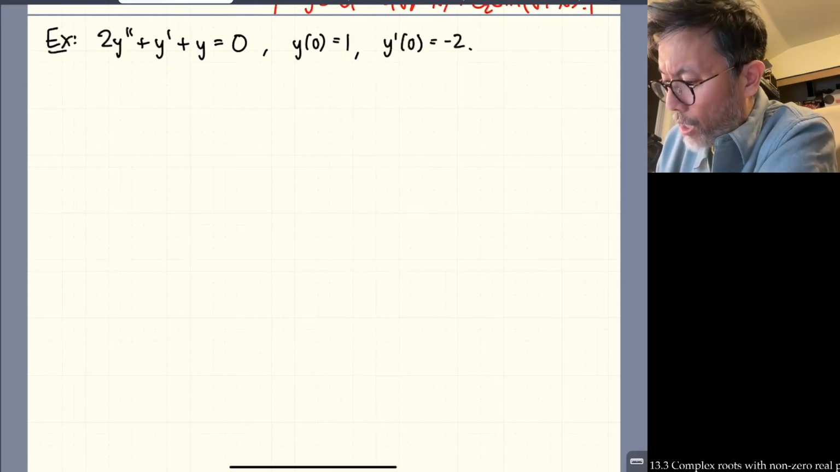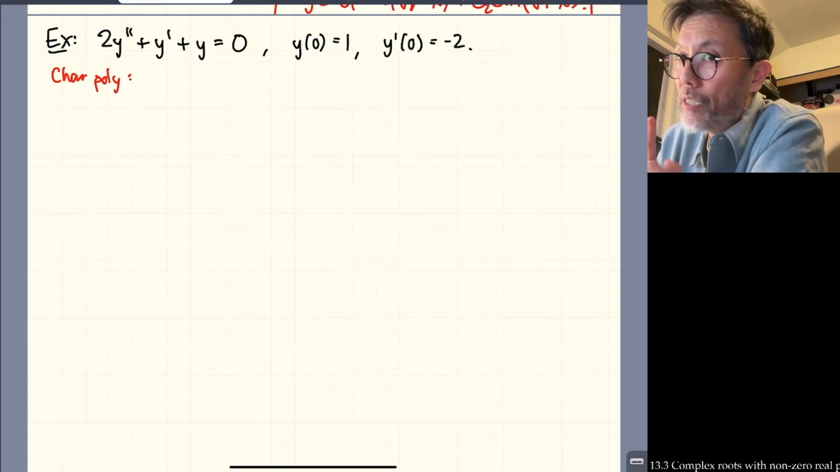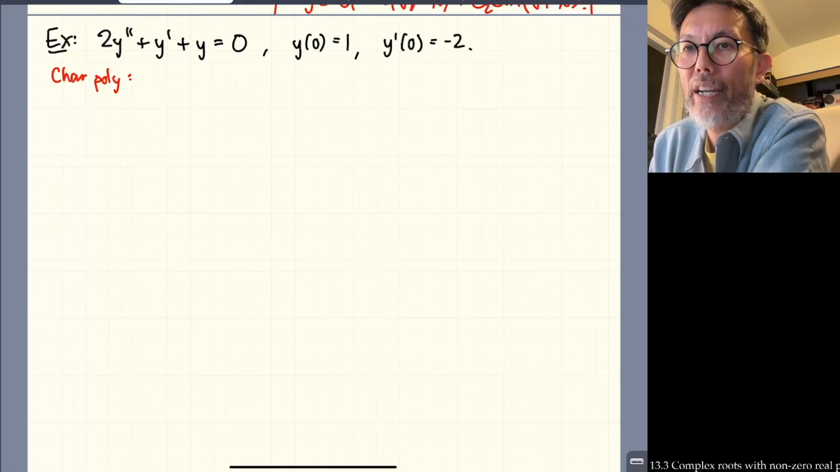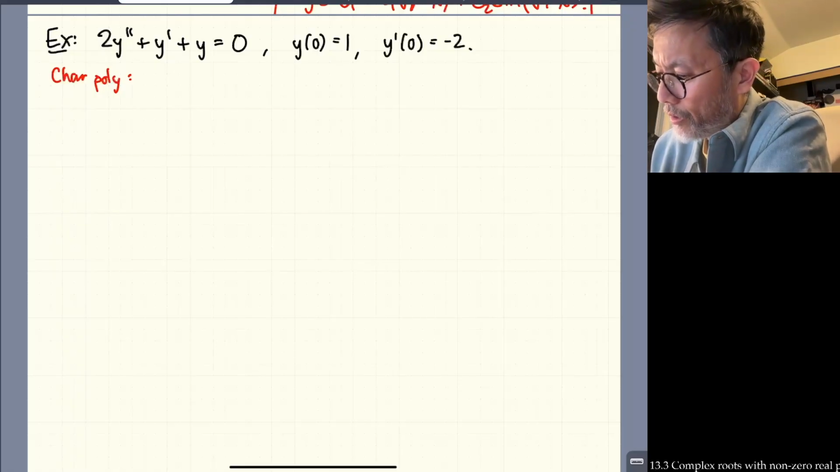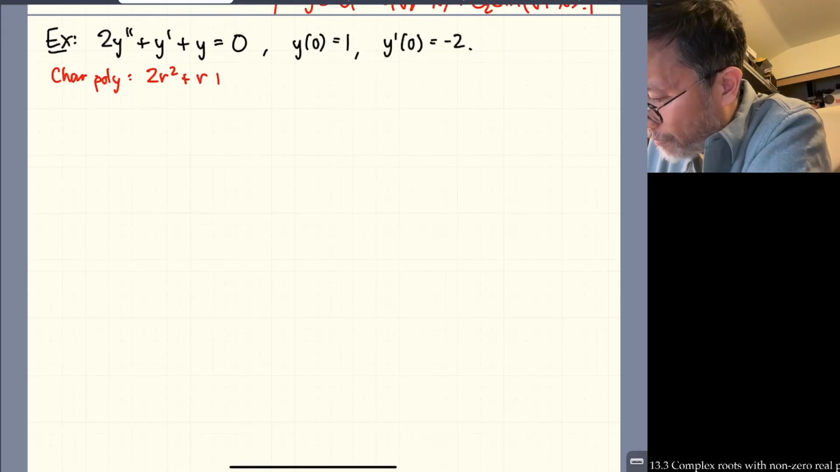So I'm going to put that off into the future and instead just attack this differential equation as written. The characteristic polynomial in this case, we're operating under the same guess that y is equal to e to the rx, is 2r squared plus r plus 1 equals 0.